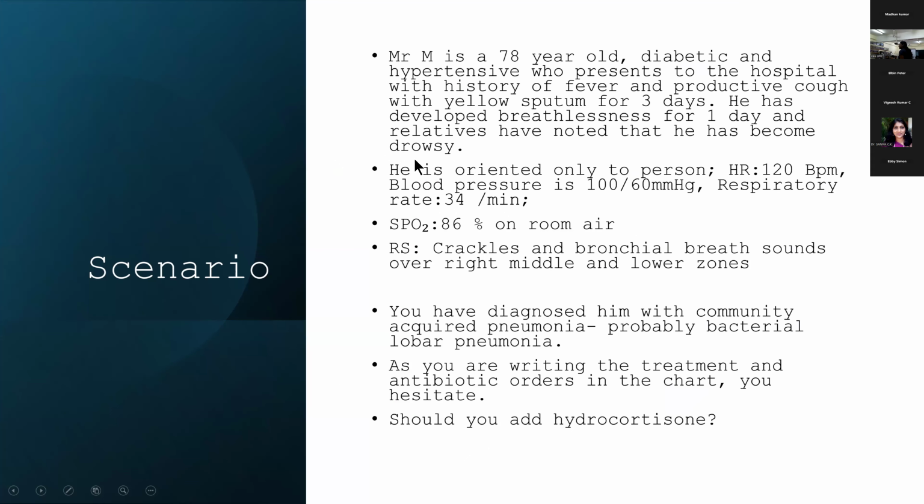Now, on examination, you find that he's oriented only to person. His heart rate is 120 beats per minute, blood pressure is 100/60, respiratory rate is 34, and his saturation is 86. So this man looks quite sick, no? He's quite tachypneic, he's hypoxic, and he's confused. So obviously on the CURB-65 score, he goes above 2. So now you have diagnosed him with community-acquired pneumonia. When you're writing the orders in the order sheet, suddenly you have a doubt. Should you add hydrocortisone for this patient or not? Would you add hydrocortisone for this patient with severe community-acquired pneumonia?